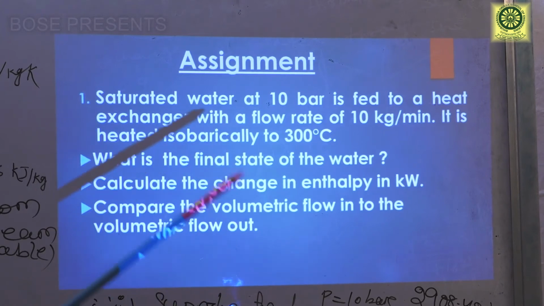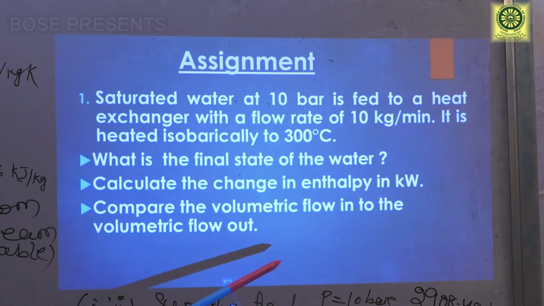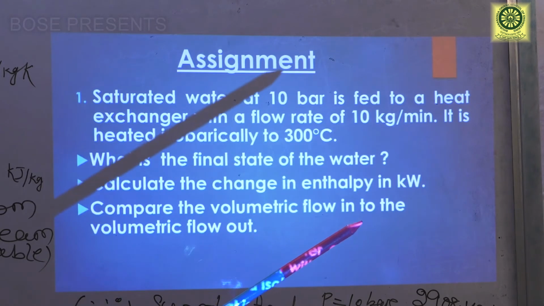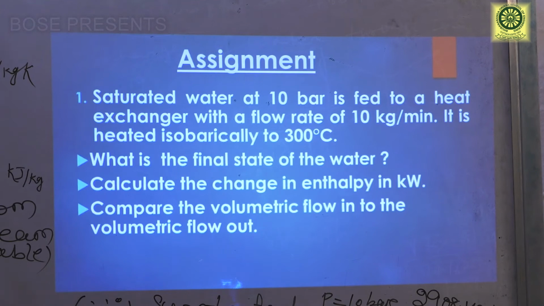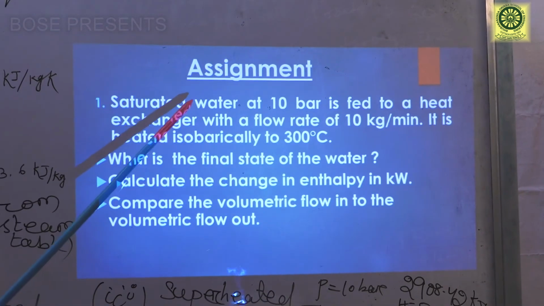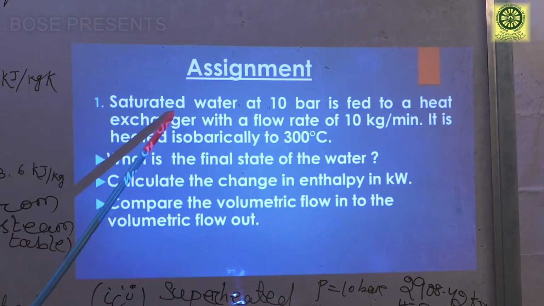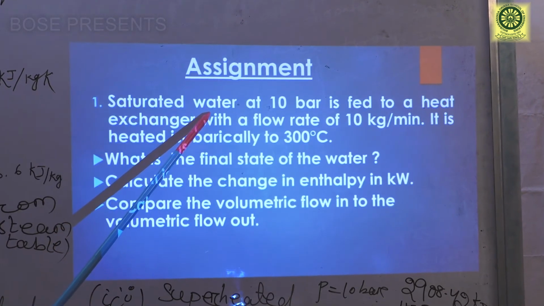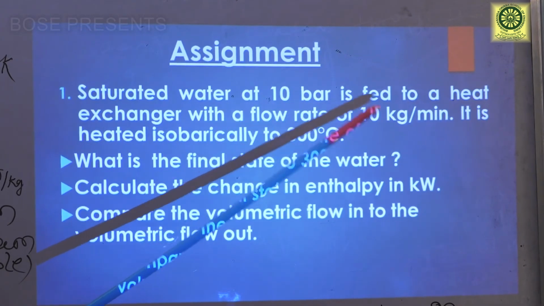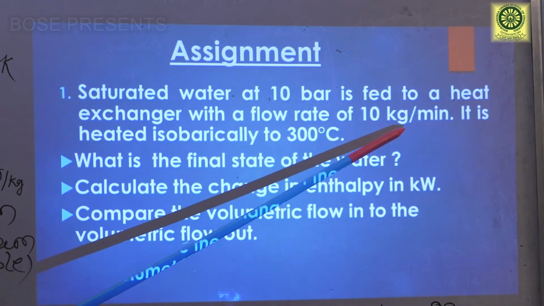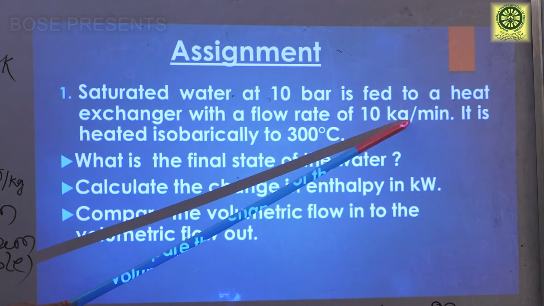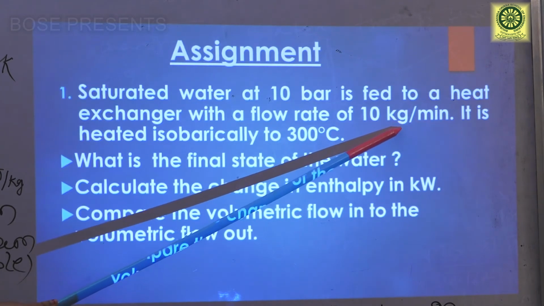So here I have given you one assignment, and it is no doubt a little bit different from this question, but if you know the concept of how to solve these problems, if you know how to find the properties for various conditions, then it is very easy for you. See, it is given saturated water, which means you are going to get the F terms. All the F terms will be its values. At 10 bar, pressure is given as 10 bar, with a flow rate of 10 kg per minute. Here this is the given mass flow rate because the unit is kg per minute. You have to convert it to kg per second.